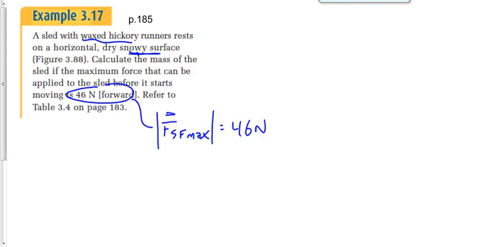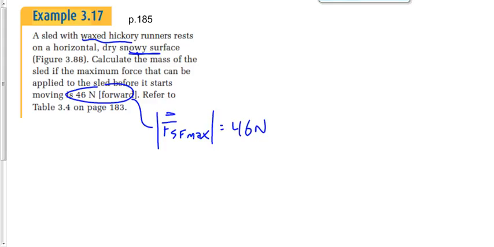Remember John's desk? I pushed with 5 newtons, didn't move. 10 newtons, didn't move. 15 newtons, didn't move. 20 newtons, it moves, right? I had to apply 20 newtons or more to get it moving. I had to overcome the maximum force of static friction of 20 newtons. Whenever you get a question that says, here's how much you have to apply to get it moving, that's the maximum force of static friction.